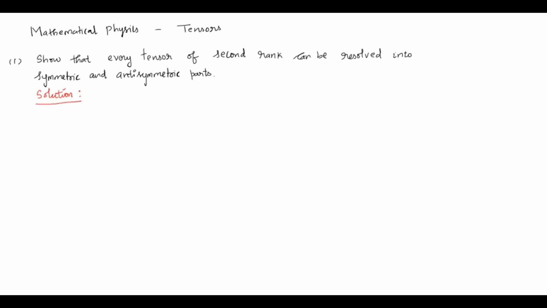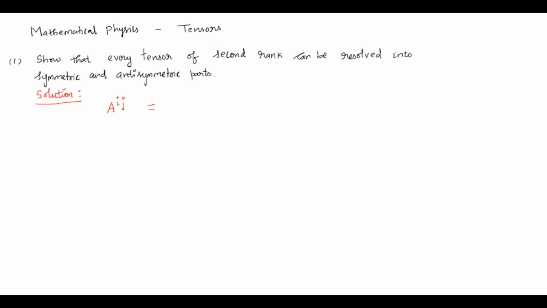So suppose I take any tensor of rank 2, let us say Aij. Both indices I have taken as contravariant. Don't worry whether I take contravariant, covariant or mixed tensor, it doesn't matter. So let us take a contravariant tensor of rank 2. Now this can be resolved. Rank 2 because there are two indices.